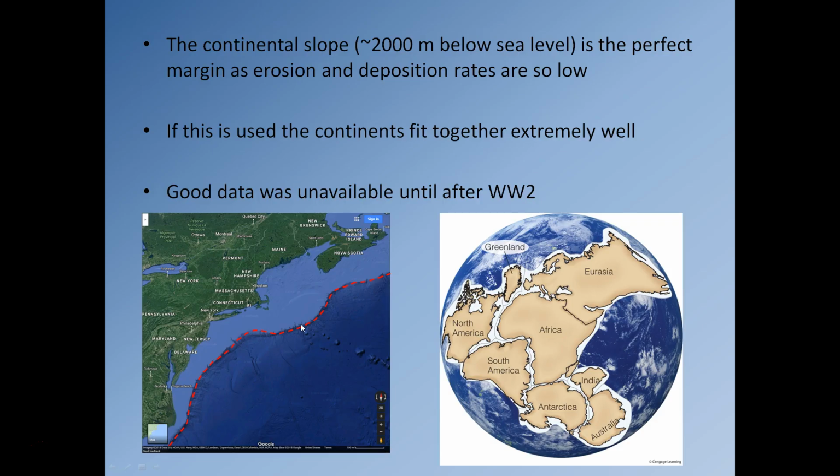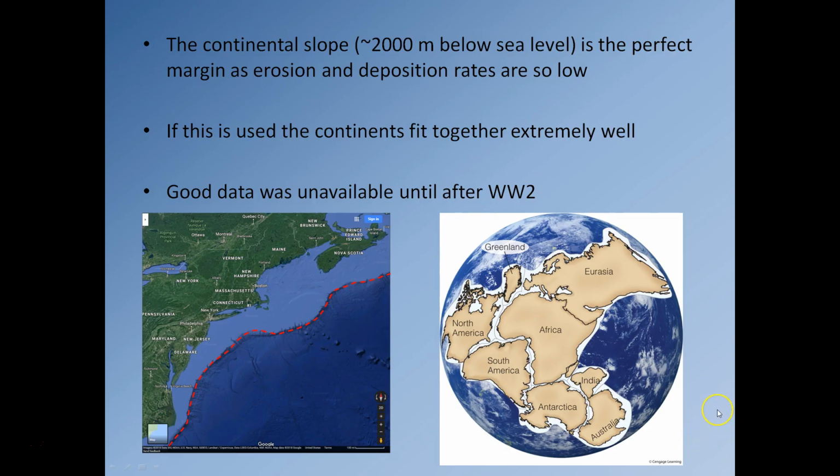It's an area that doesn't undergo erosion. The amount of sediment deposited on it is relatively small, and as such, it hasn't really changed its shape much for a very, very long period of time. So if we lock the continents together using the continental slope and the shelf break, well, what happens? We end up with this diagram over here.